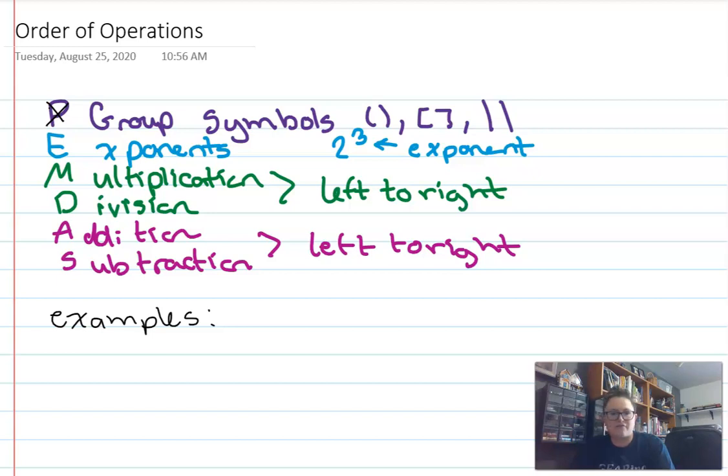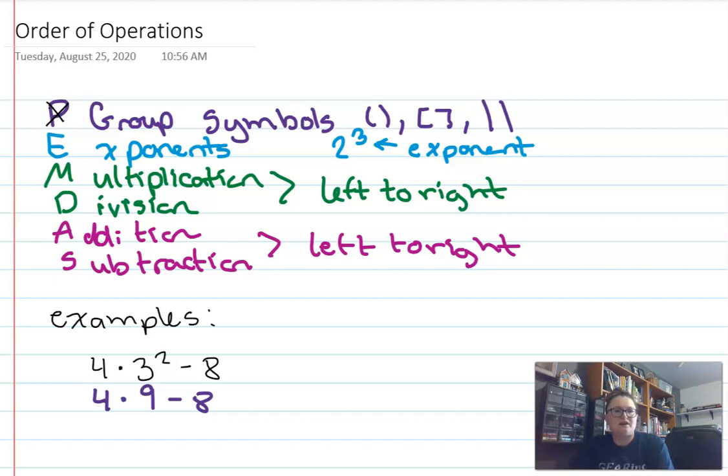doing this problem. We have 4 times 3 squared minus 8. So think for a second, which of these would you do first? Hopefully you all said we should do the exponent first. So we're going to do 3 to the second power, and if you remember, that means 3 times 3, which is 9. And you notice I'm just leaving the rest of the expression the same.